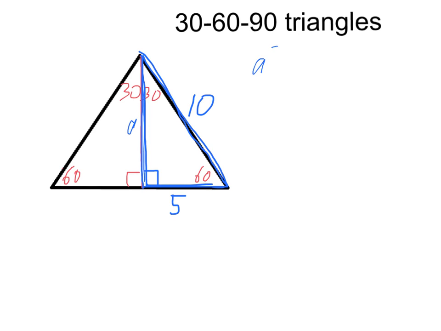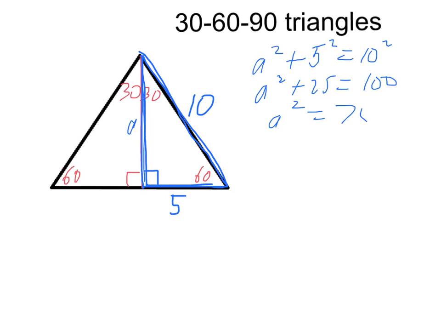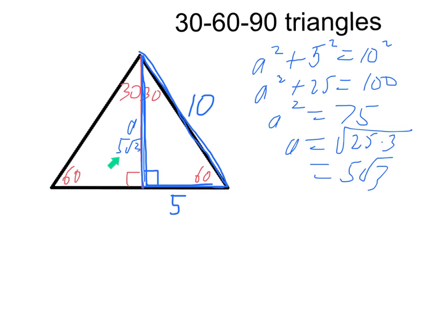So we'd have A squared plus 5 squared equals 10 squared. I'm just going to quickly go through that. That's A squared plus 25 equals 100. That's A squared equals 75. And that's A equals the square root of, and I'm going to rewrite that as 25 times 3. We end up with 5 rad 3. And so that side ends up being the square root of 3 times as big as the short leg.